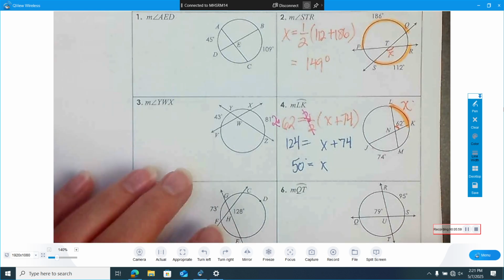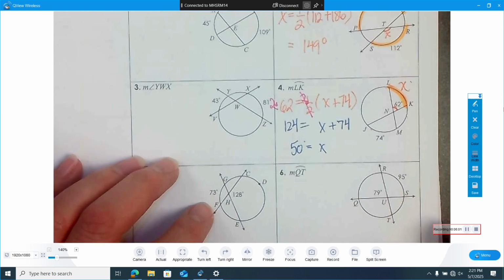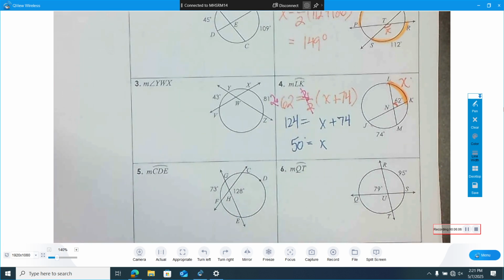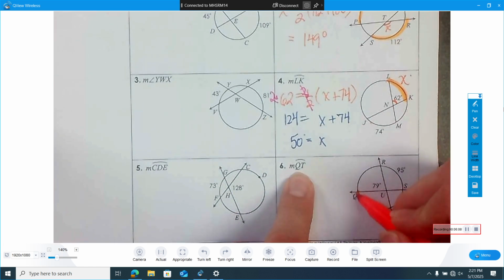So please write something down today. Number 6. We are trying to find, again, the measure of our arc QT.